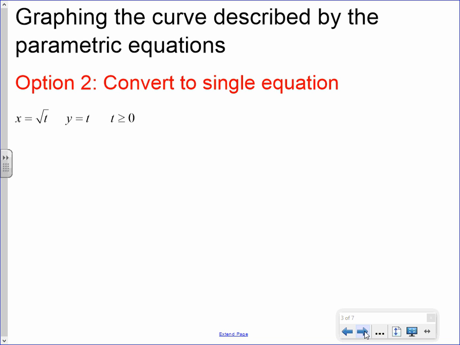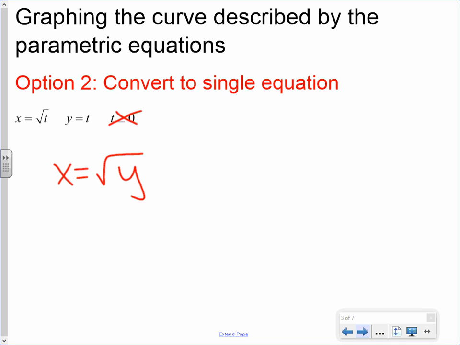Okay, this is actually pretty easy. The second way we can graph is to actually convert into a single equation. And whether we are going to graph this or not, this is a skill you need to be able to do. Okay? Now, I actually don't need this t is greater than or equal to 0. You should know that already. Why? Okay, we cannot have negatives under the radical. Now, since y equals t, we can plug y in for t.